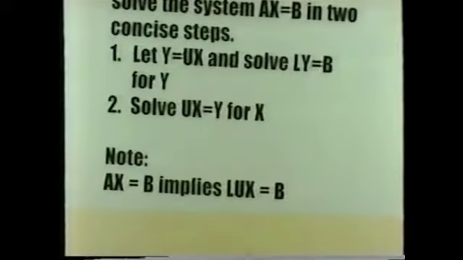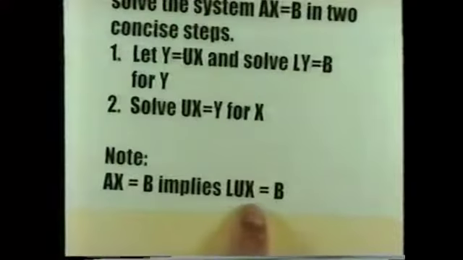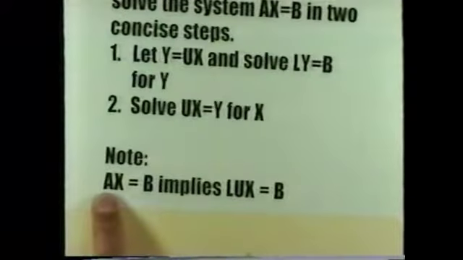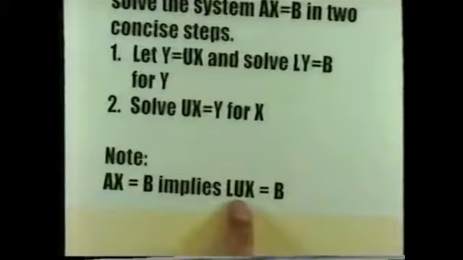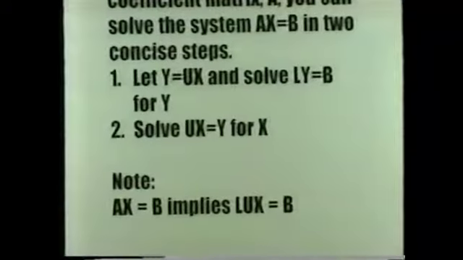And I gave you a note: AX equal to B implies that LUX is equal to B, because what was A equal to? A was LU, so it's just doing the substitution there.